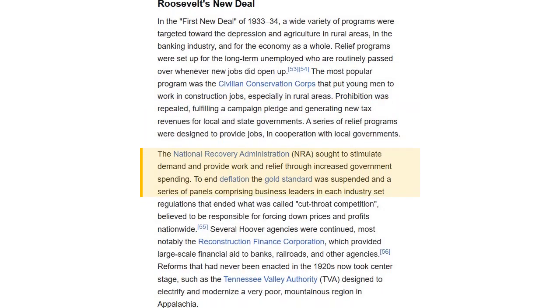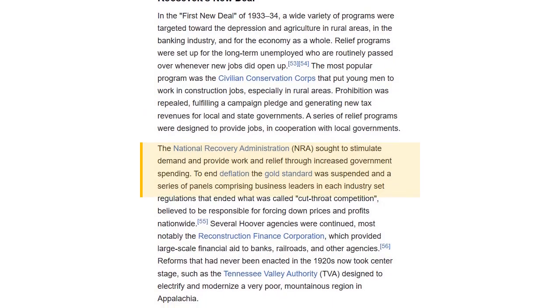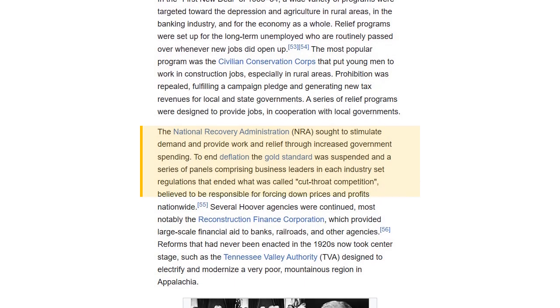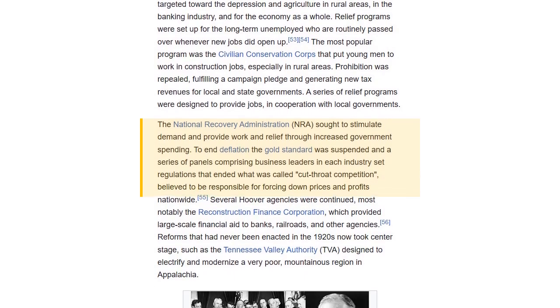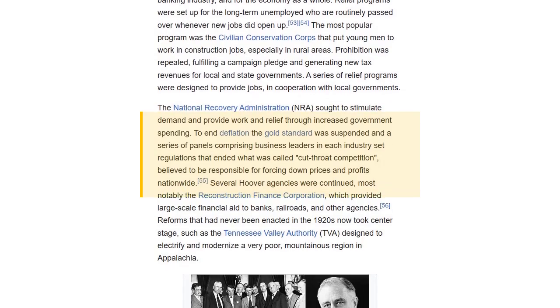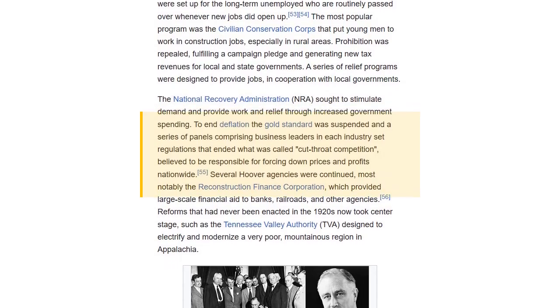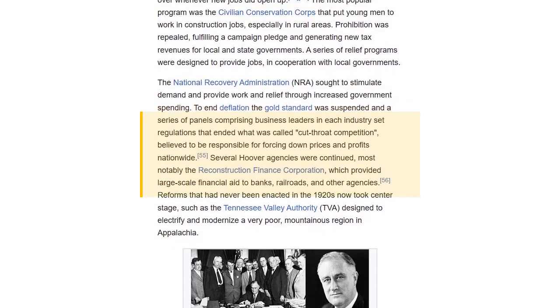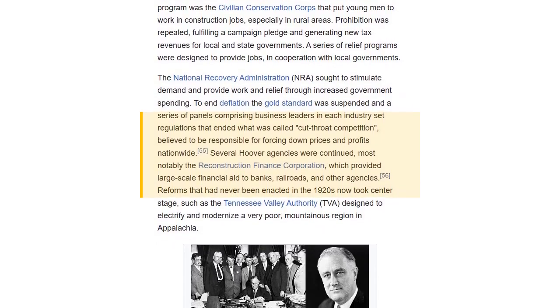The National Recovery Administration, NRA, sought to stimulate demand and provide work and relief through increased government spending. To end deflation, the gold standard was suspended, and a series of panels comprising business leaders in each industry set regulations that ended what was called cutthroat competition, believed to be responsible for forcing down prices and profits nationwide.